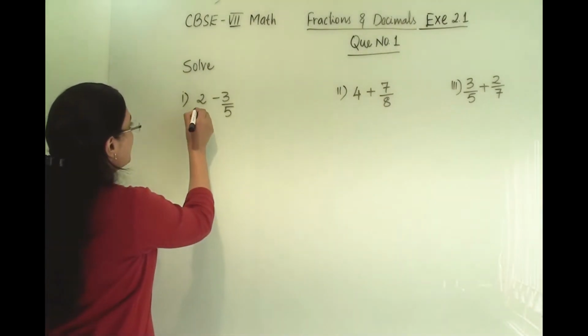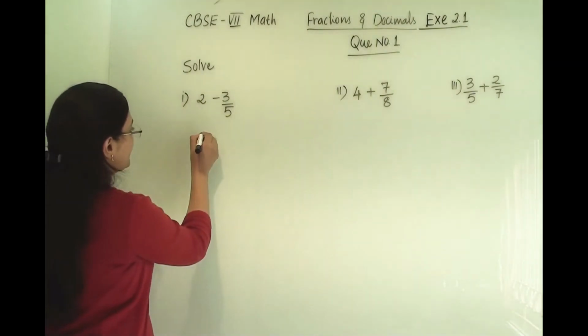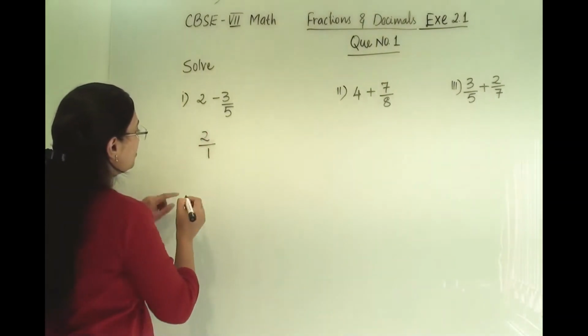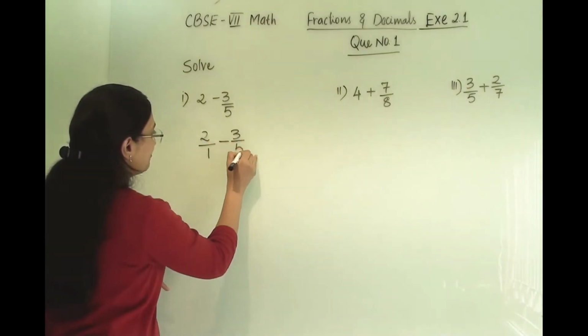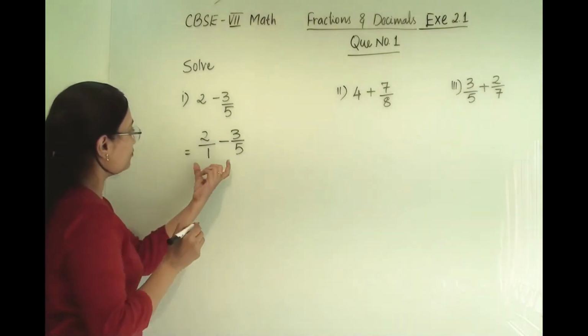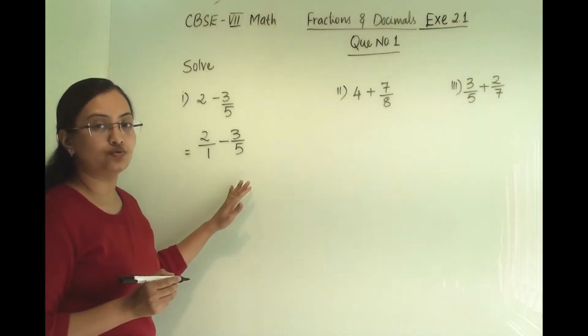Here, in the denominator of 2 nothing is there. That means we can put 1 in the denominator of 2, minus 3 by 5. Now we have to convert these 2 fractions into like fractions. Then only we can do subtraction.